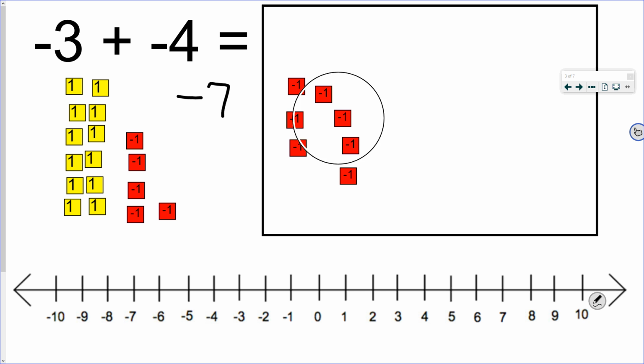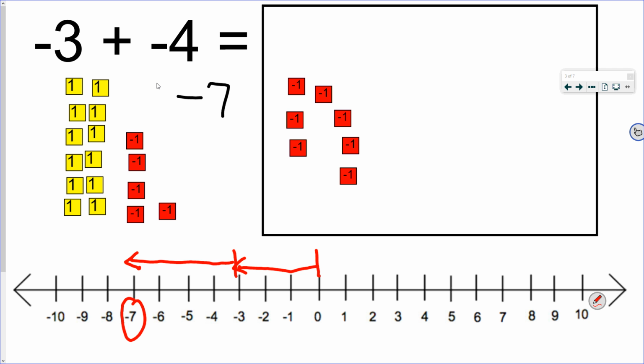Okay. Now, how do we demonstrate that on a number line? Well, again, we start at 0, and we go negative 3. 1, 2, 3, stop. Then we have to add our other integer, negative 4. So we'll start at negative 3 and go 4 more negatives. 1, 2, 3, 4, stop. Our solution is negative 7.